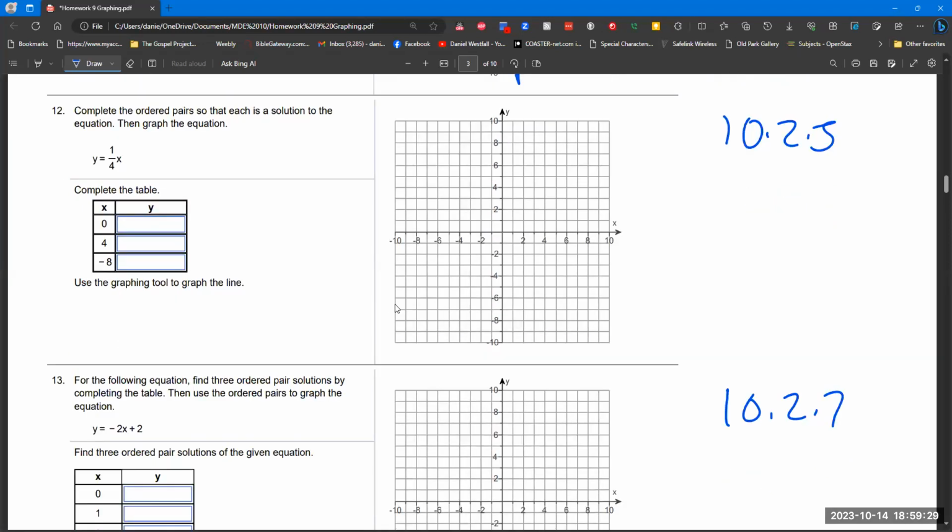Now I'm going to intentionally choose x to be multiples of 4, since there's a denominator of 4 there. 1/4 times 0 is 0. 1/4 times 4 is 1. 1/4 times negative 8 is negative 2. So the point (0, 0). I have (4, 1). And I have (-8, -2). I'll use these points here to draw my line. There we go.